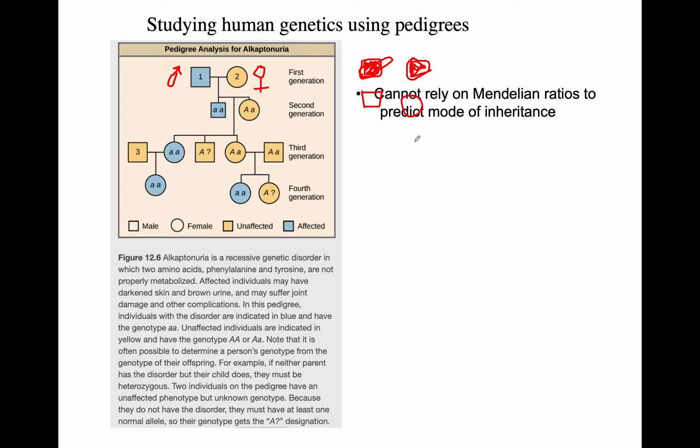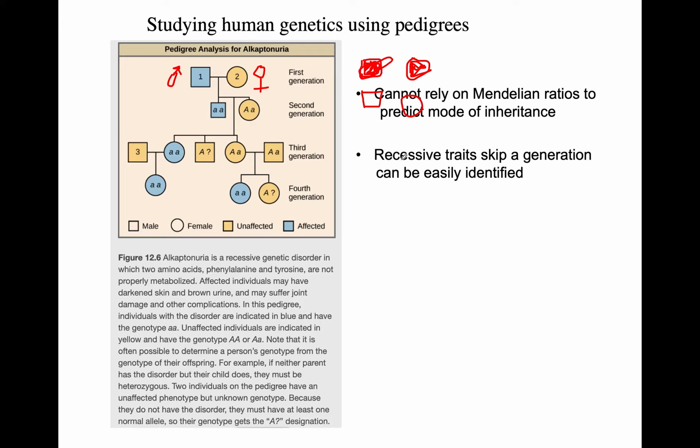Okay, so an important thing to recognize with studying pedigrees is that you cannot rely on Mendelian ratios to predict mode of inheritance. So if we give you a problem like this and we ask what kind of inheritance pattern there is, you don't look at these parents and say, oh, they have a 2-to-1 ratio, it means whatever. You really can't do that because you don't have enough data points to do that kind of statistical analysis. So what you have to do is rely on the behavior of genes throughout generations.